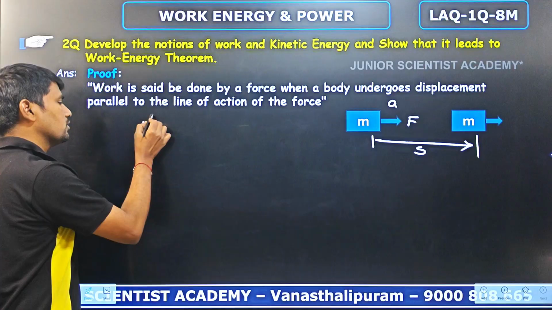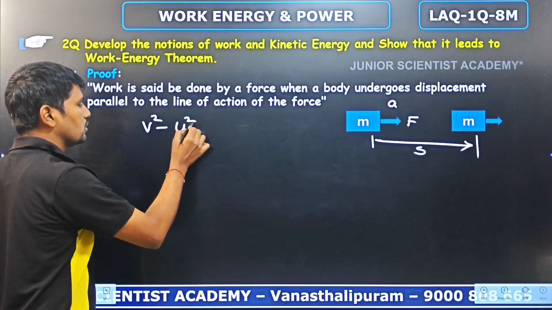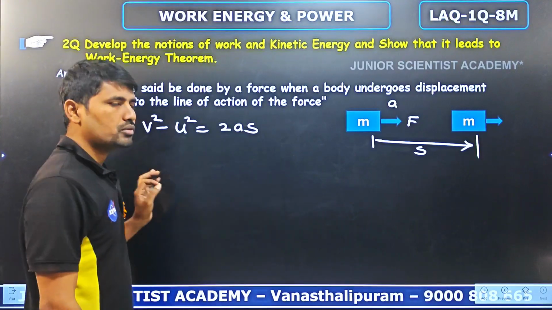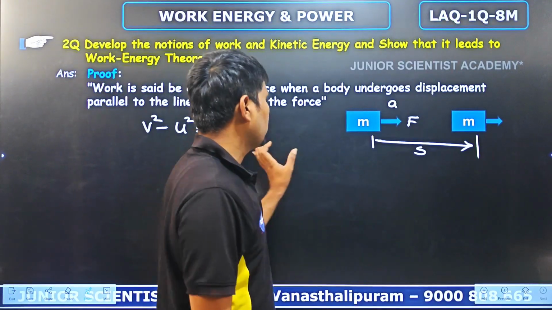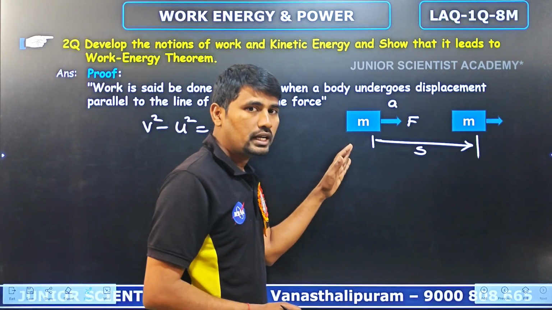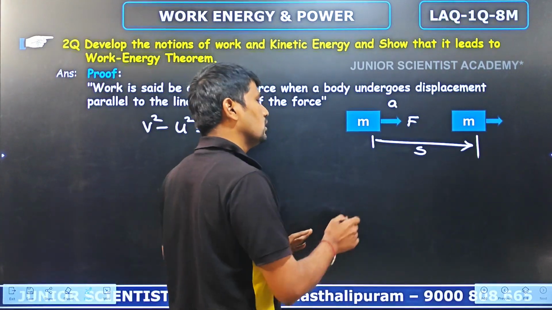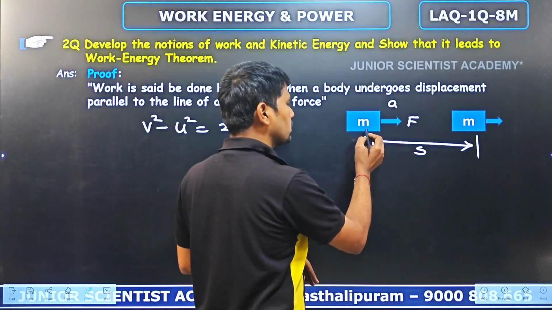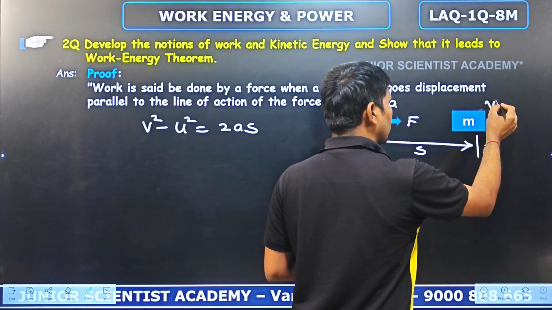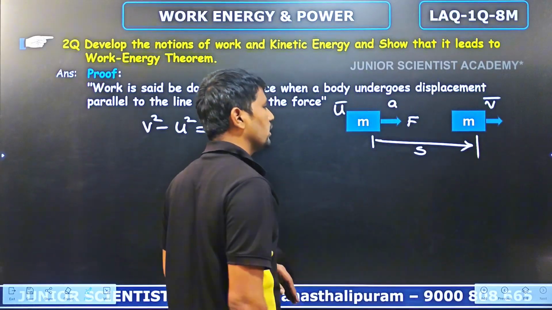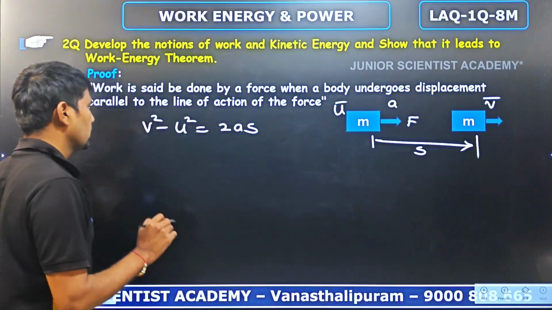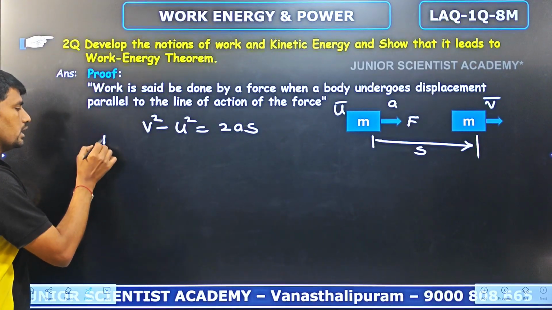From the equations of motion, we can write v square minus u square is equal to 2as. Simple statement, right? Here, what is u? The body is not at rest, the body is in motion. So the body has initial velocity u and final velocity v. Next, a is the acceleration of the body, s is the displacement.